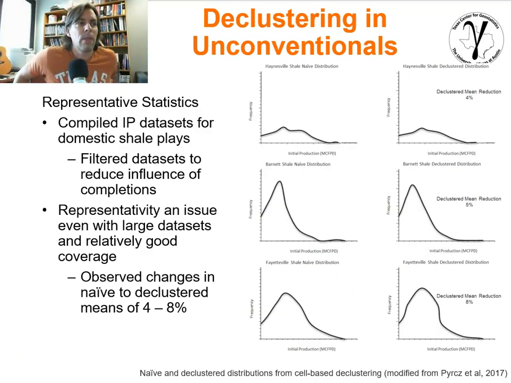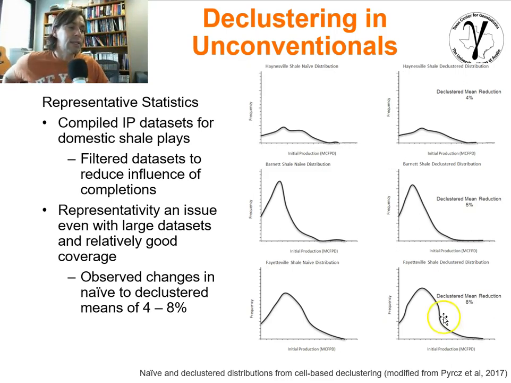Does declustering matter? Oh, you bet it does. No matter where you look, you take a data set, you perform cell-based declustering, polygonal declustering, you will often see a change. Here's an example of unconventional production rates from the Haynesville, the Barnett, the Fayetteville. These are the naive distributions. And when we apply cell-based declustering carefully, we're finding a reduction in the mean production of about 4, 5, or 8%. I often see 5 to 10%, sometimes 15% change in the average as I do declustering.